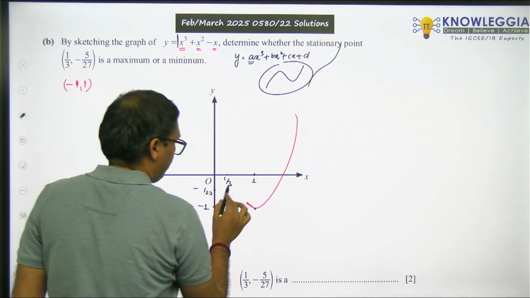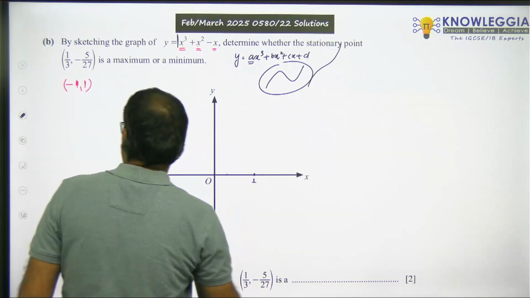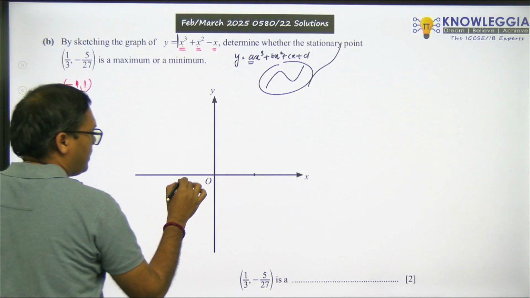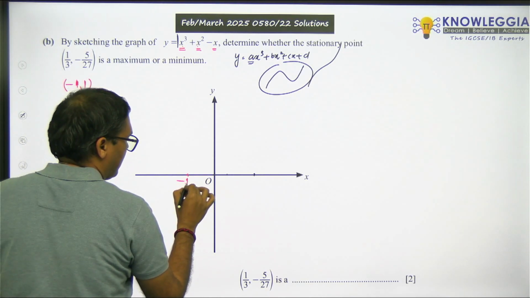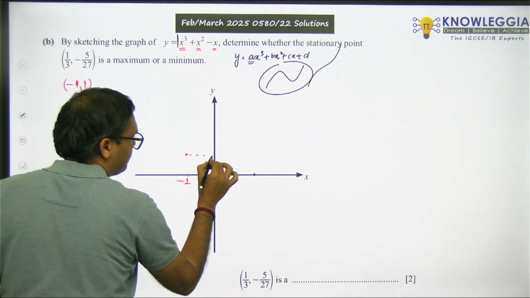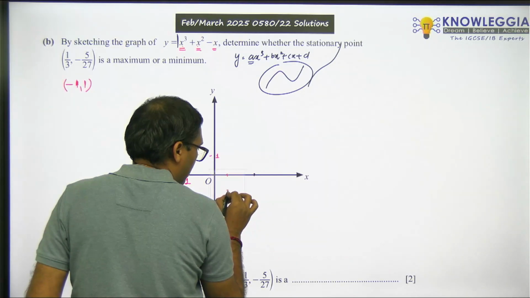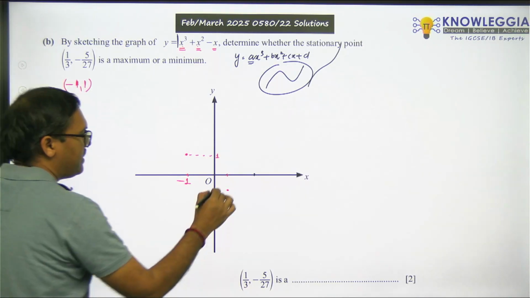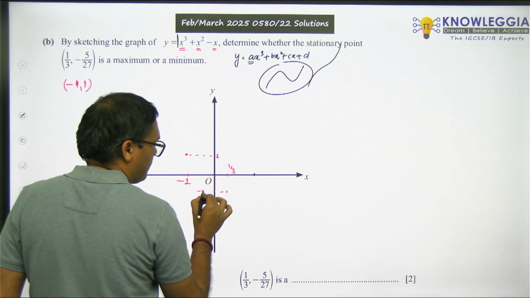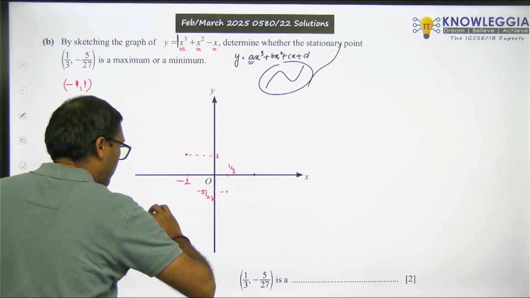Let's call this negative 1. So we correct this. What is the turning point? This is minus 1, comma 1. This is the turning point, minus 1, comma 1. And the other turning point is 1 by 3, comma minus 5 by 27. So what is the graph? You can see the graph will go like this. So it will go like this.